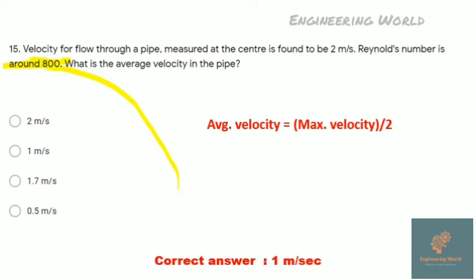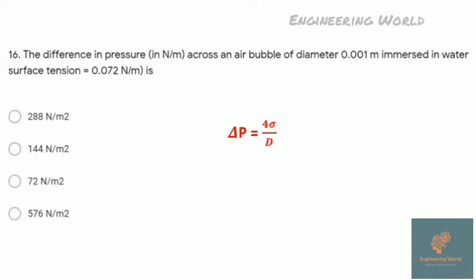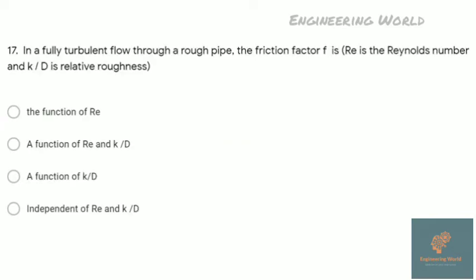Then the difference in pressure across an air bubble of diameter 0.001 meter immersed in water, surface tension 0.072 Newton per meter, is, here, sorry, due to technical error it is skipped, so sorry.